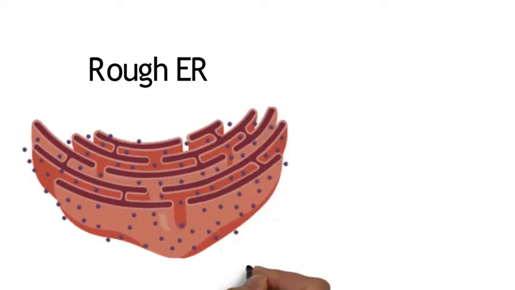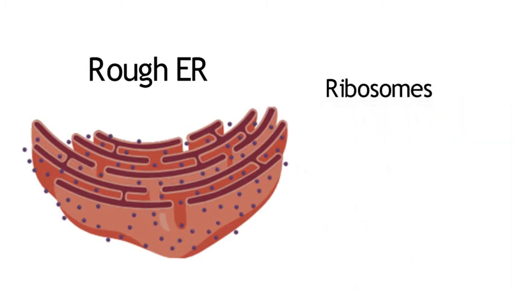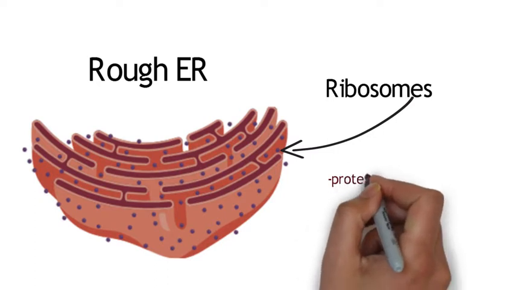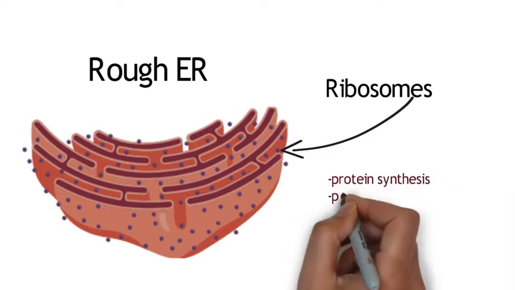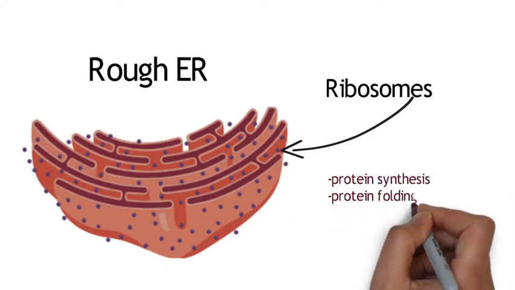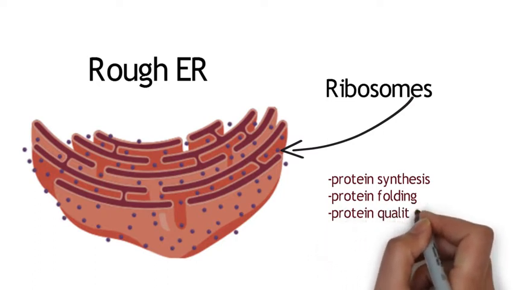So the rough ER is studded with ribosomes on its outer surface, and it plays a key role in the synthesis, folding, and quality control of proteins that are destined for the cell surface or for secretion.